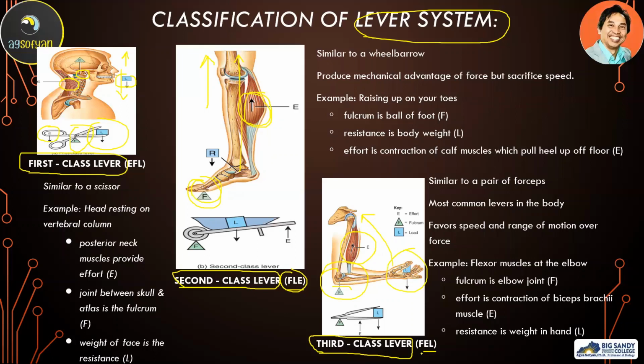So in our body, again, there are three classes of lever system. First class lever, EFL. The second class lever, FLE. And the third class lever, FEL.